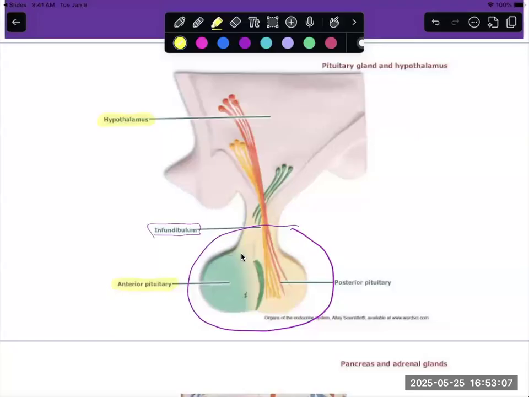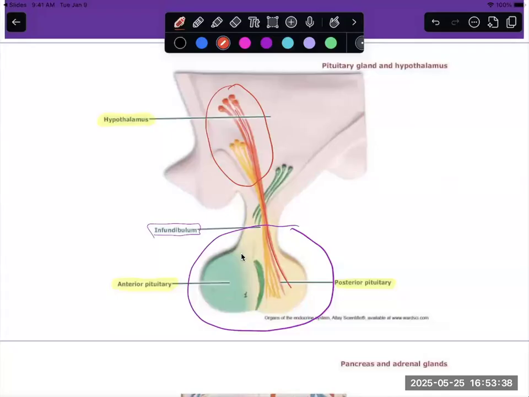Posterior pituitary gland. If you notice from this image, for the posterior pituitary gland, these are all neurons right here. They are creating the hormones that are then going to travel down these axons to that posterior pituitary gland, which is then going to release out these specific hormones.